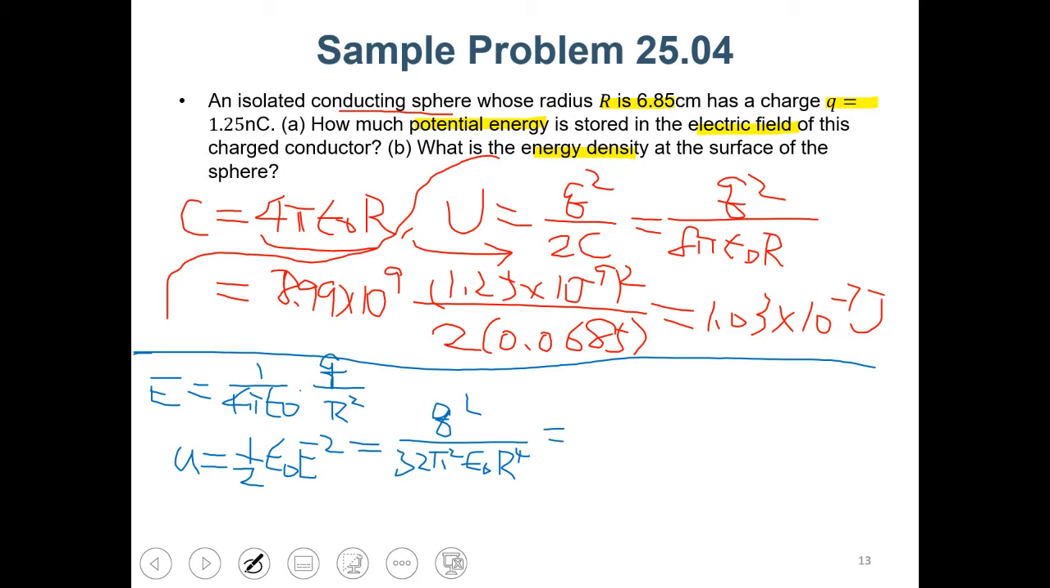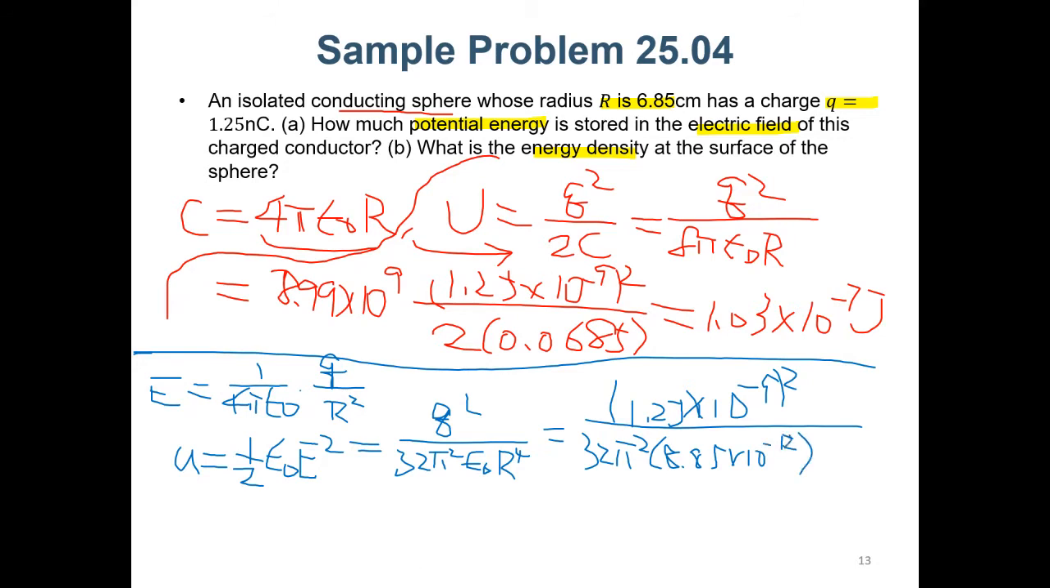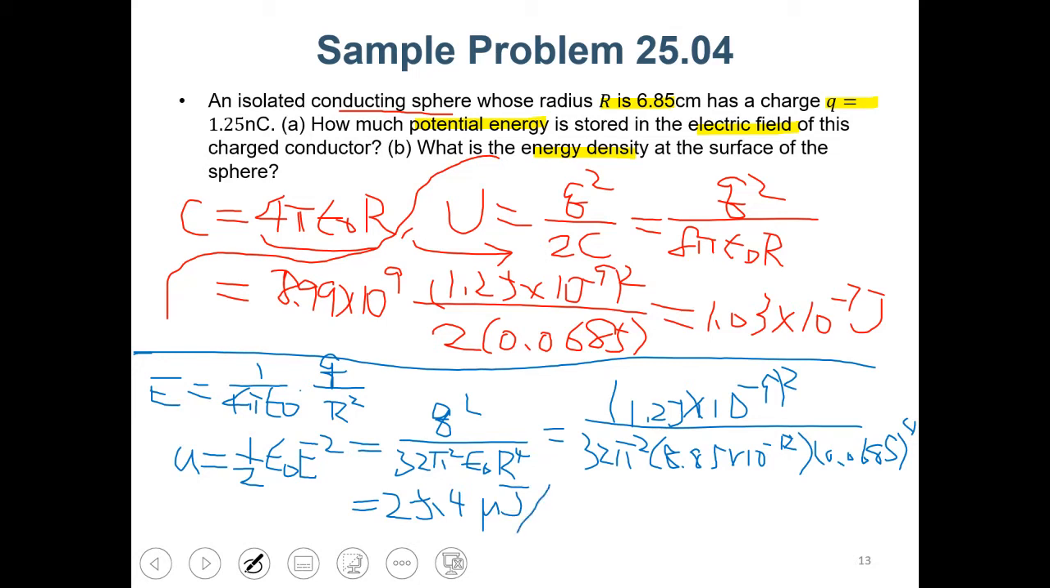So finally, we just plug in the values: 1.25 times 10 to the minus 9 squared, and then over 32 pi squared. Epsilon naught is 8.85 times 10 to the minus 12, and then r is 0.0685 to the 4th power. So it becomes a value of 25.4 microjoules per meter cubed.